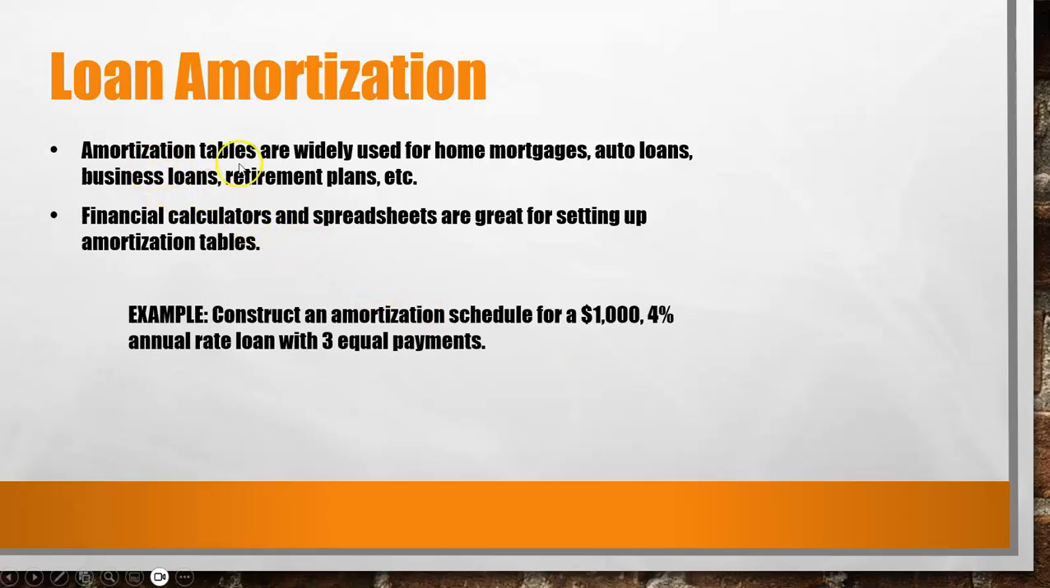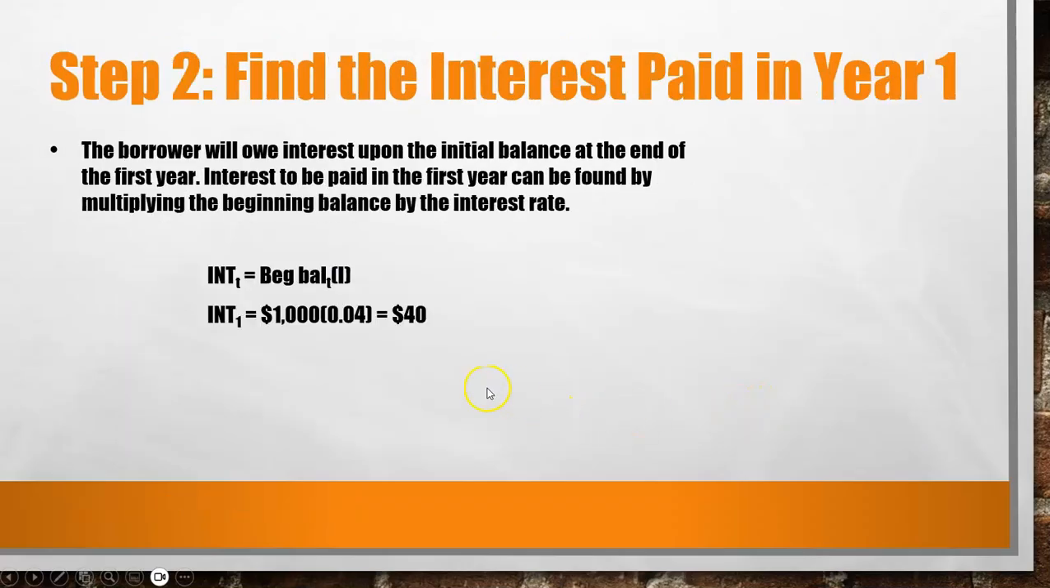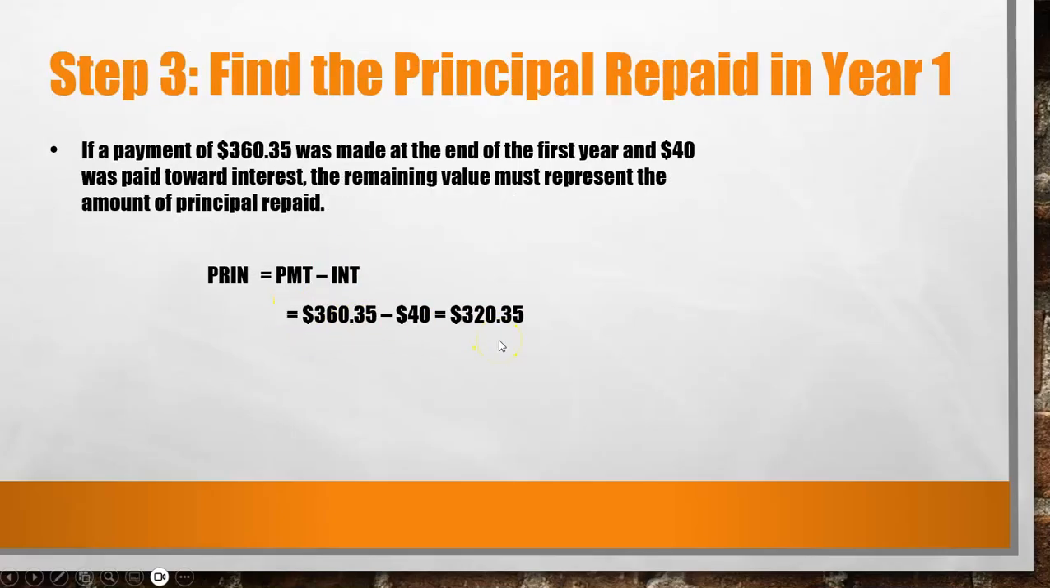Loan amortization. Amortization tables are widely used for home mortgages, auto loans, and business loans. Basically, you pay a set amount every month, a payment that eventually gets you down to zero. Borrow $1,000 at 4% for 3 years, your payment's going to be $360.35. Find the interest paid in year 1. The borrower will owe interest upon the initial payment at the end of the first year. Interest to be paid in the first year can be found by multiplying the beginning balance by the interest rate. And there you go, 1,000 times 4% is $40.